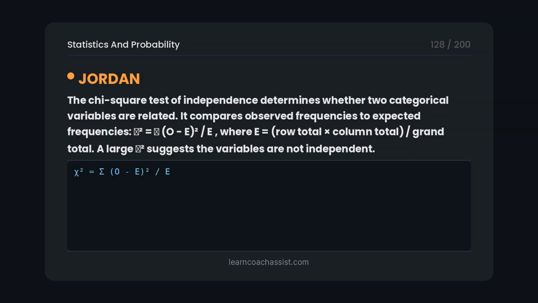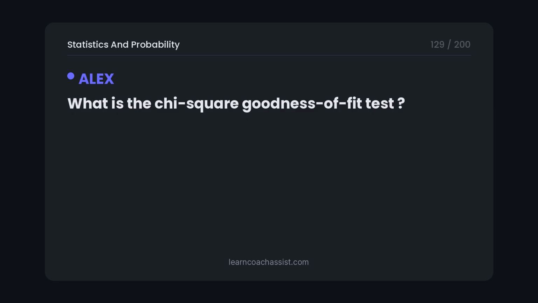The chi-square test of independence determines whether two categorical variables are related. It compares observed frequencies to expected frequencies, chi-square equals sigma (O - E)² / E, where E equals row total times column total / grand total. A large chi-square suggests the variables are not independent. What is the chi-square goodness of fit test?